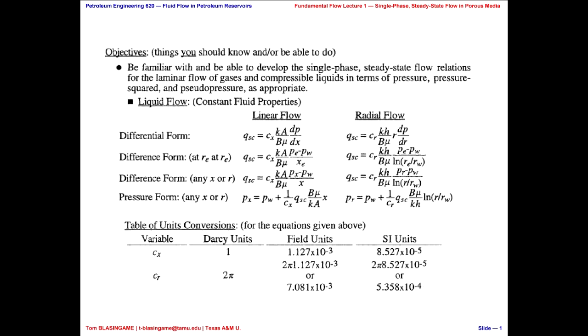So this is a summary of all the equations that we can derive. Of course, we have our linear flow equations, and then we have our radial flow equations. With the exception of the geometry term, which is really the distance term, which is the log of r over rw as opposed to x, these equations have very similar forms. Now, of course, you see that when we look at the radial flow equation, we have an r here. Why do we have an r there?